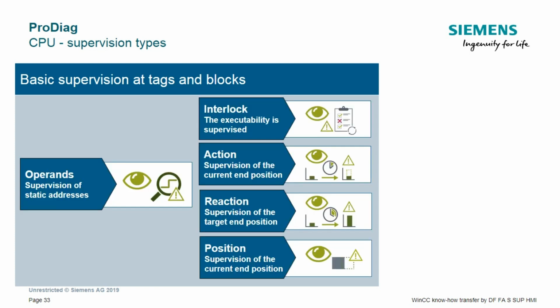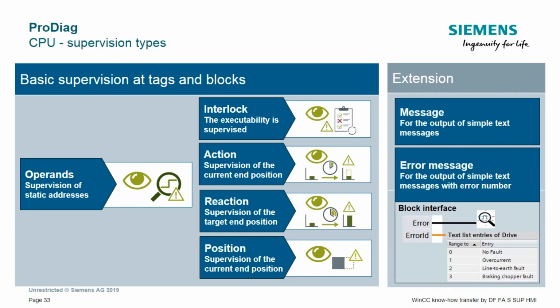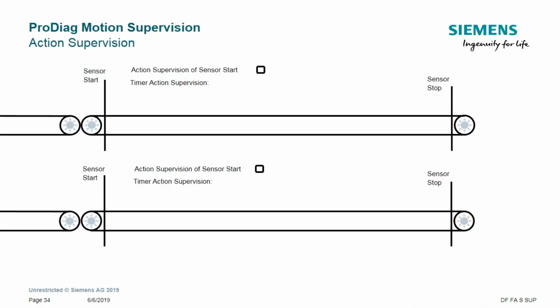Operand supervision, interlock, action, reaction, position. And we also have extended supervisions, which then just generate an extra message or an extra error message, which includes an error ID, for example. What does it mean? I guess operand and interlock and position is basically clear. What I want to focus on is what is an action and when is the failure generated.